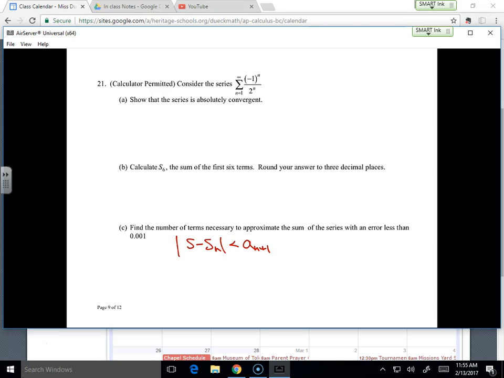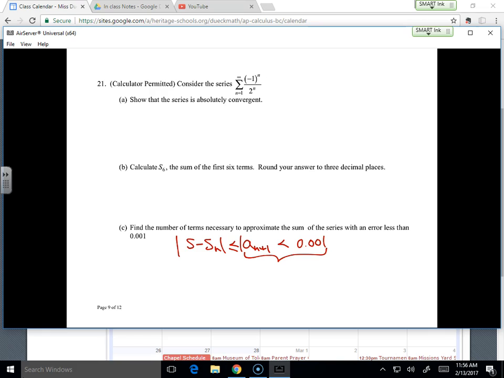It's trying to find the number of terms necessary to approximate the sum of the series. So we're trying to say that this error has to be less than 0.001. But we don't know what the actual sum is, and so since we don't know what the actual sum is, we can't compare to it. But what we can do is compare to the n plus first term. So we have to set it, is it less than or equal to technically? Yeah. We have to set it less than 0.001. So this is what we're going to take because we can find the n plus first term from up above.